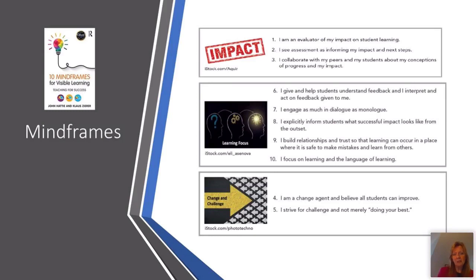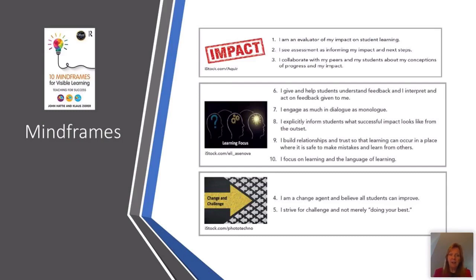We think about assessment and what it is telling us about our practice and our students' next steps. It's about collaboration, so that we can collaborate to understand the impact that we're having. And then we've got the learning focus. This is where we're helping students to understand what feedback does, so how it can be helpful to them, so that they can seek it, receive it, act upon it and give feedback themselves.